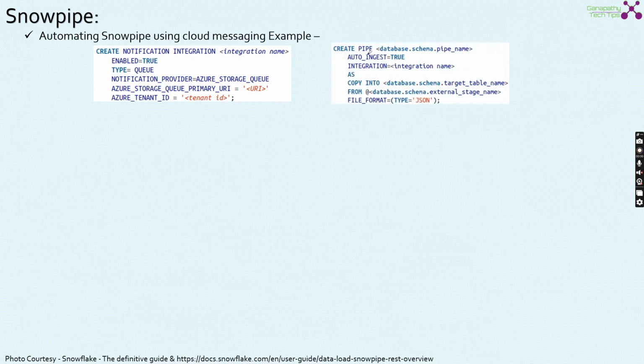Once that is done, then we will create the Snowpipe using the create pipe command with again auto ingest equal to true. Auto ingest equal to true tells Snowflake that we are ingesting the data via the cloud messaging systems, and the integration which we already created is noted here. Copy into the target table name from the external stage which we created as part of it, and the file format is equal to JSON. Here we are just trying to load the semi-structured data via the Snowpipe option.